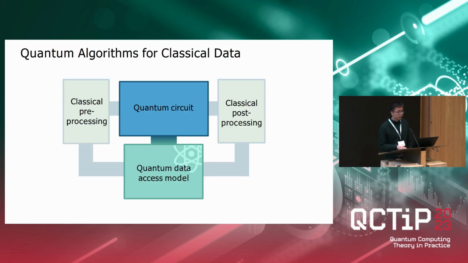So to start, quantum algorithms for classical data traditionally might look something like this. We're going to run some quantum circuit, of course. There'll be some classical preprocessing, some classical postprocessing. And there'll also be another element often where we'll need some way of incorporating or encoding the classical data into the algorithm. And so this is often done via some quantum data access model. And so the quantum circuit will make repeated calls to this data access model.